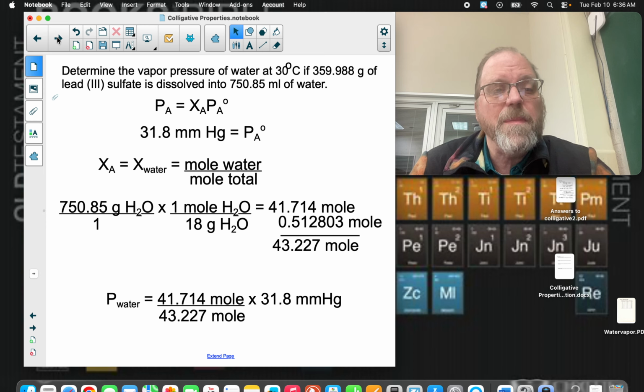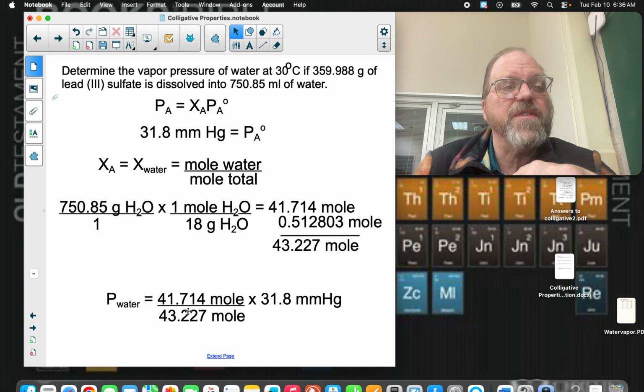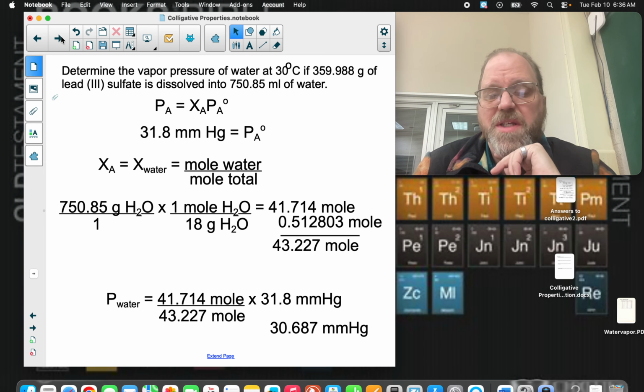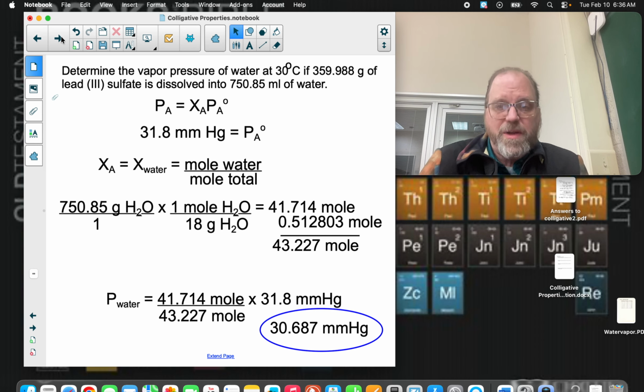So remember, we're going to have XA, that's going to be moles of your solvent, not solid this time, over total moles times the water vapor pressure. And this is a constant because it came from the chart. So we're going to go up 5 sig figs. Answer is 30.687 millimeters of mercury. That's my answer. Okay, now of course we got to do the last one.